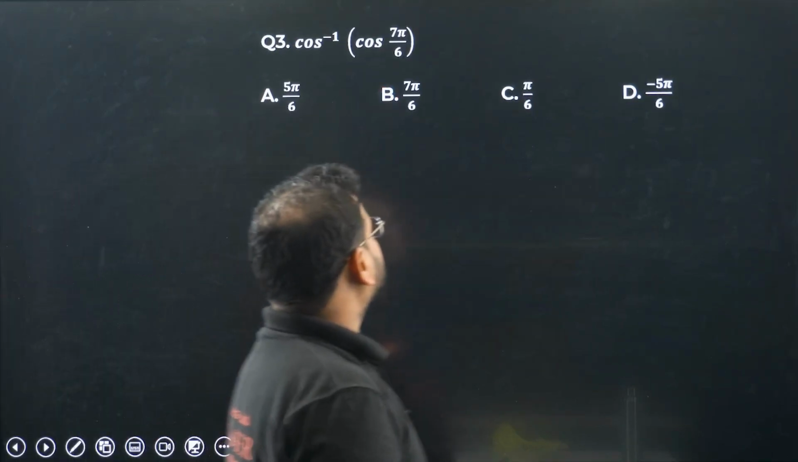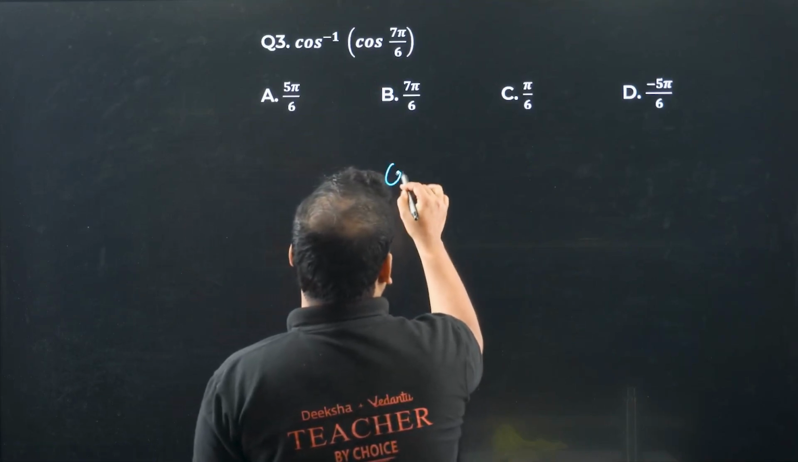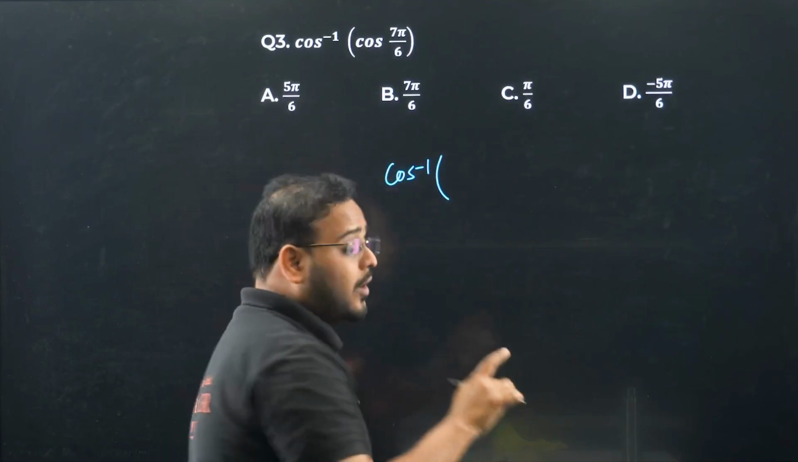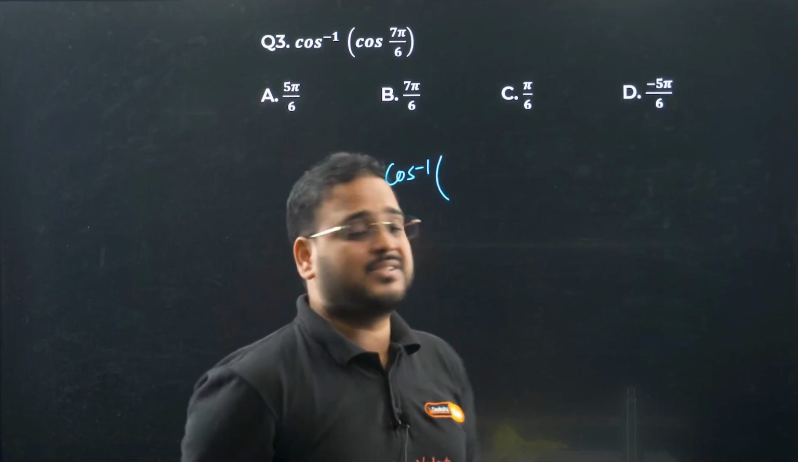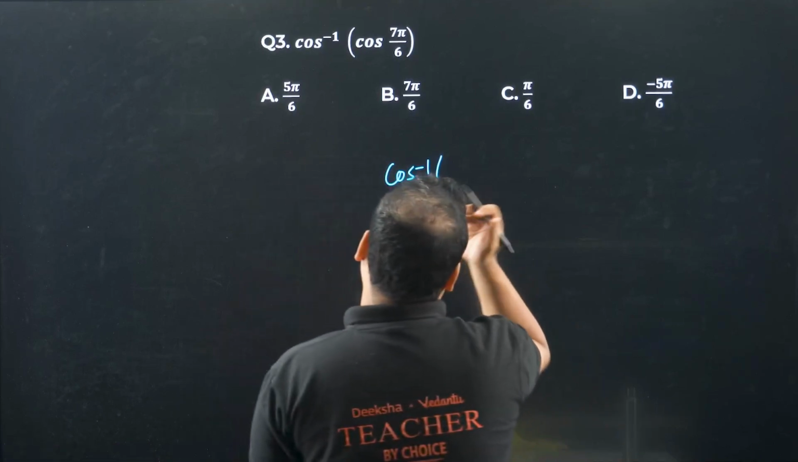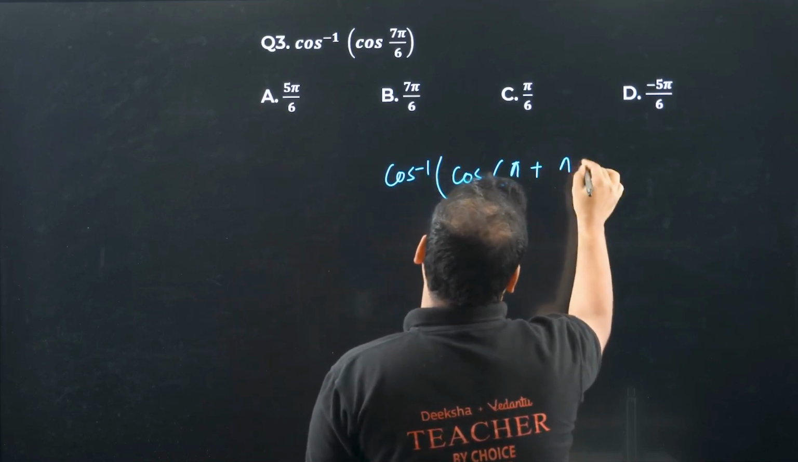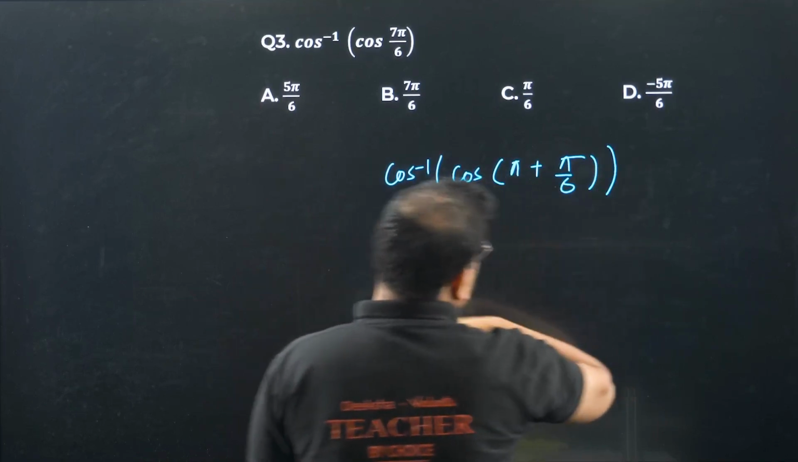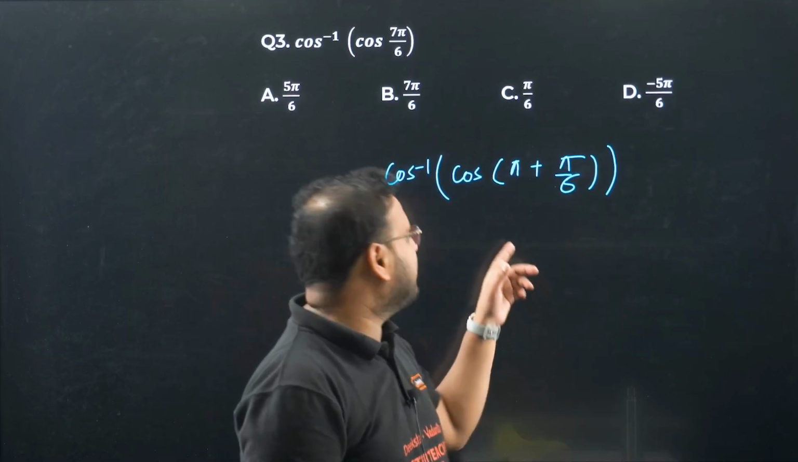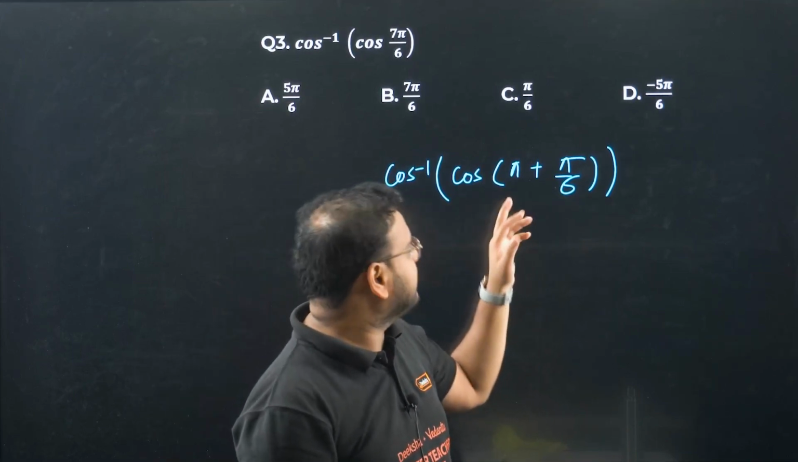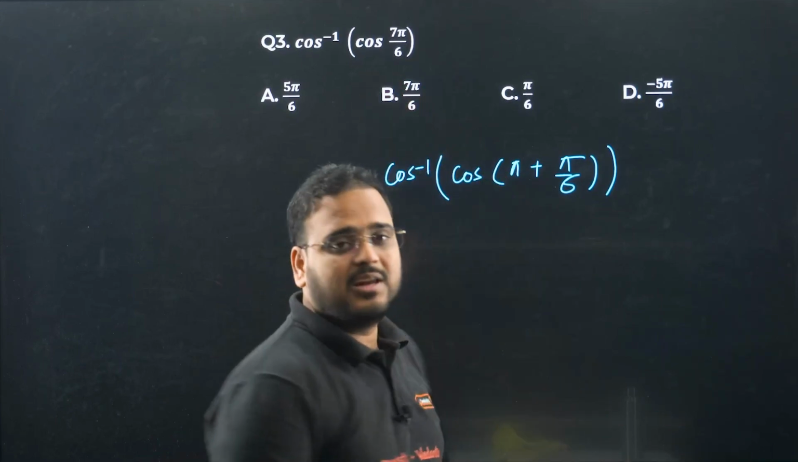Cos inverse of cos 7 pi by 6. Okay, let's try this. Again, we have to use the quadrant rule, but we have to break the angles first. So I can write this as cos of pi plus pi by 6. I think that will work. Please check. Sum of these two angles. If you take the LCM, you'll get 6 in the denominator. We have 6 pi plus pi, 7 pi by 6. Same thing over here. That works out.